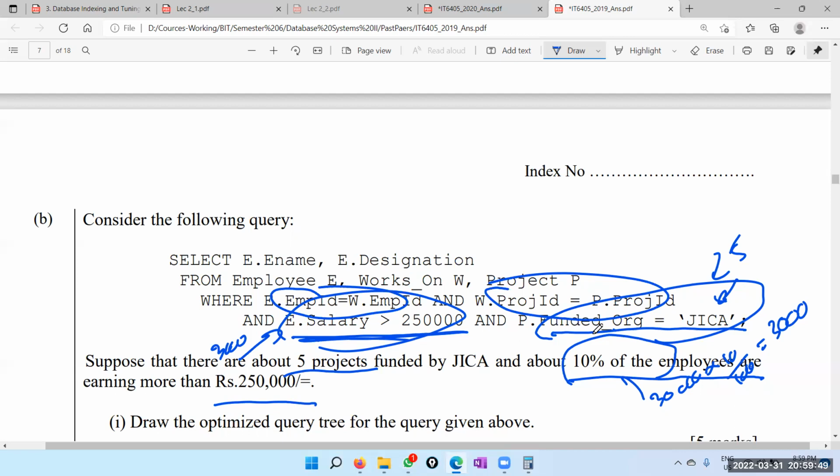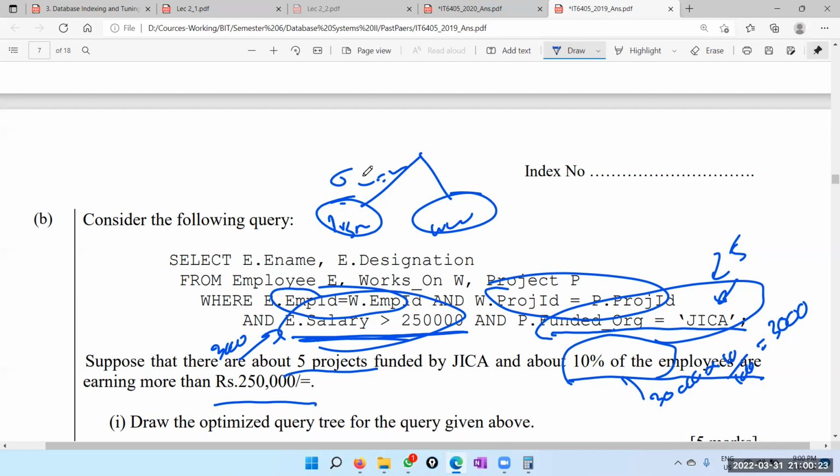Which join do we want to do first? Okay, we'll keep the employee join for later, because the employee table has 30,000 records and even after selection it will still take 3,000. So let's join the project and works on first, because here you can do sigma project ID equal JICA, which will effectively give you only 5 records.